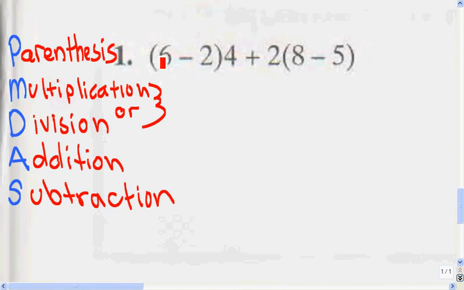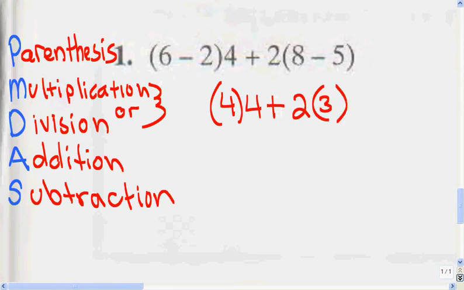We have to do what's inside the parentheses first. So let's do 6 minus 2. 6 minus 2 is 4, times 4, plus 8 minus 5. 8 minus 5 is 3. Now that we've done what's inside the parentheses, we're going to do multiplication.